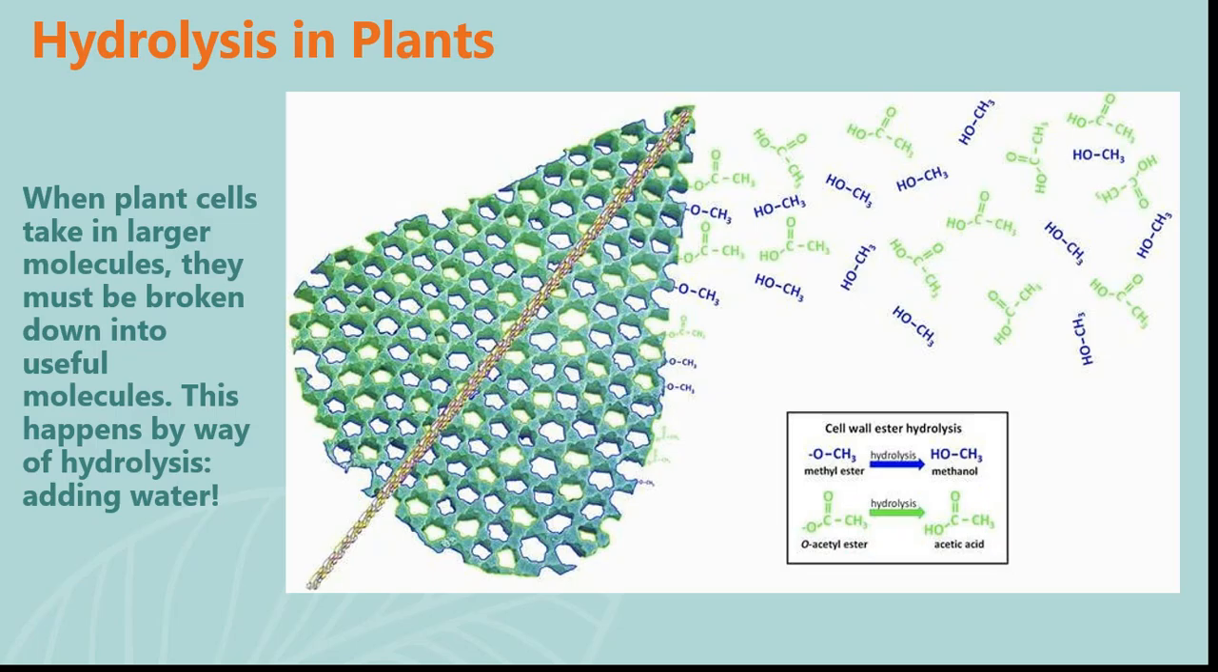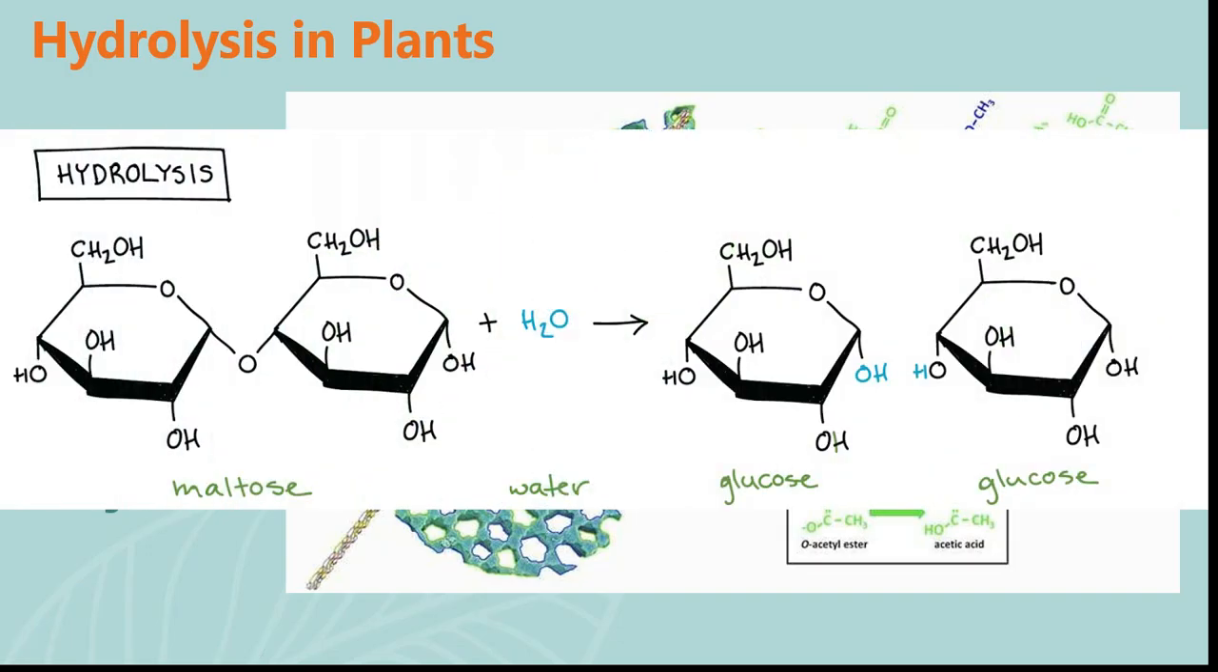All right, hydrolysis. When the plant cells take in larger molecules, bigger ones that have to come in there, they have to be broken down to be useful molecules. This happens by way of hydrolysis. What we do is we're going to add water to it. You see right down here, add water to it, and we're going to make it into something easier for the plant to get a hold of. Okay, so that's just the way. Hydrolysis just means I'm going to break things down with water. Once again, water being an important process in plants.